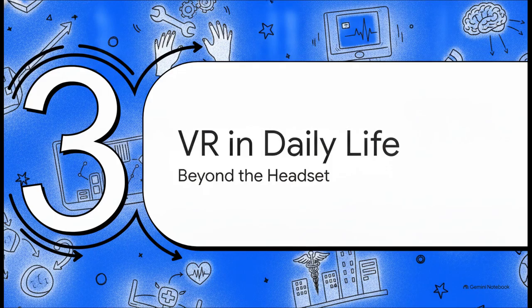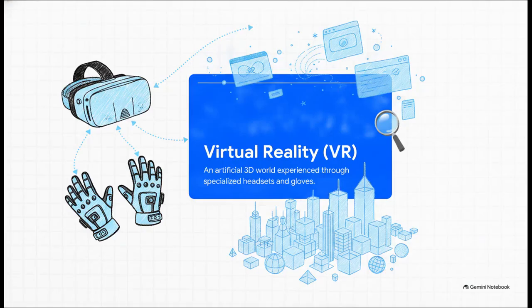Section 3, Virtual Reality in Daily Life. Beyond the headset. We're kicking things off with VR because, well, it's heavily tested. And that's because its real-world applications are literally everywhere. Let's define it simply. Virtual reality is an artificial 3D world generated by a computer. Imagine strapping on a specialized headset, slipping on some sensor-equipped gloves, and stepping into a completely immersive digital space where you interact with things exactly as if they were physically right in front of you.